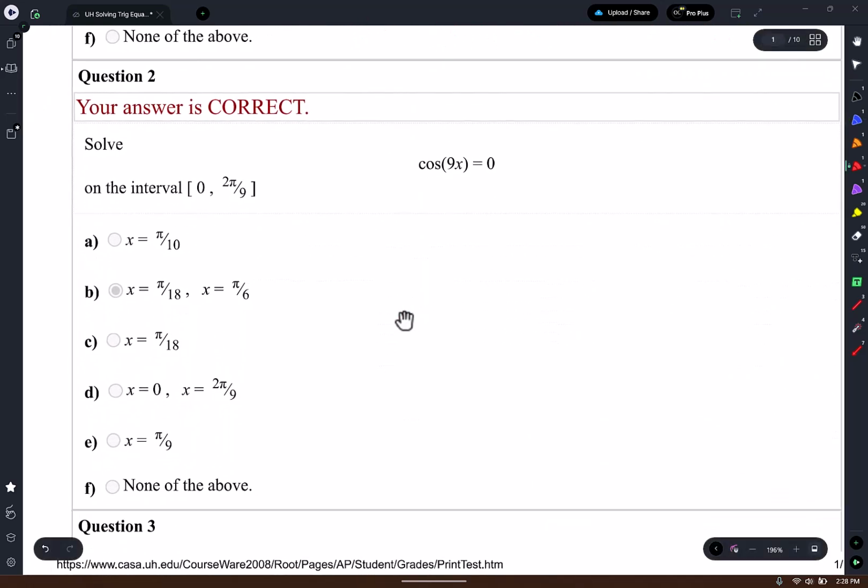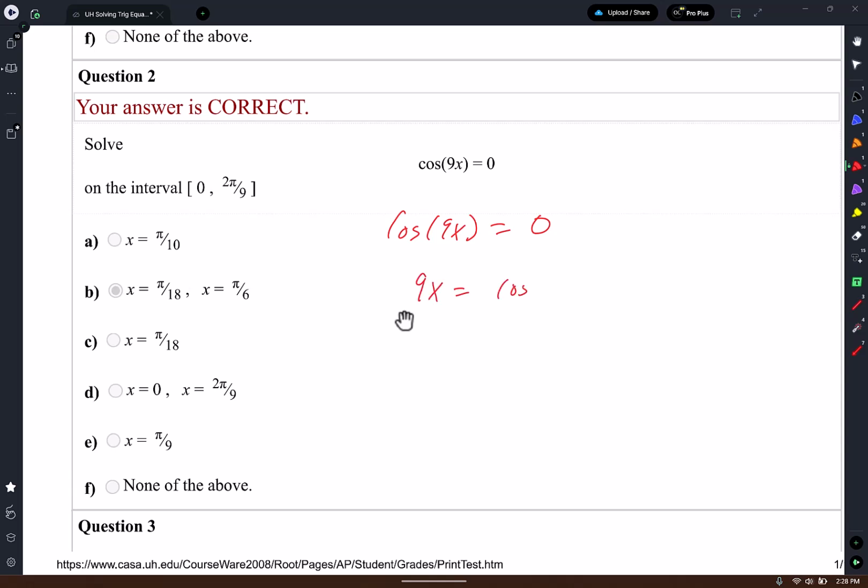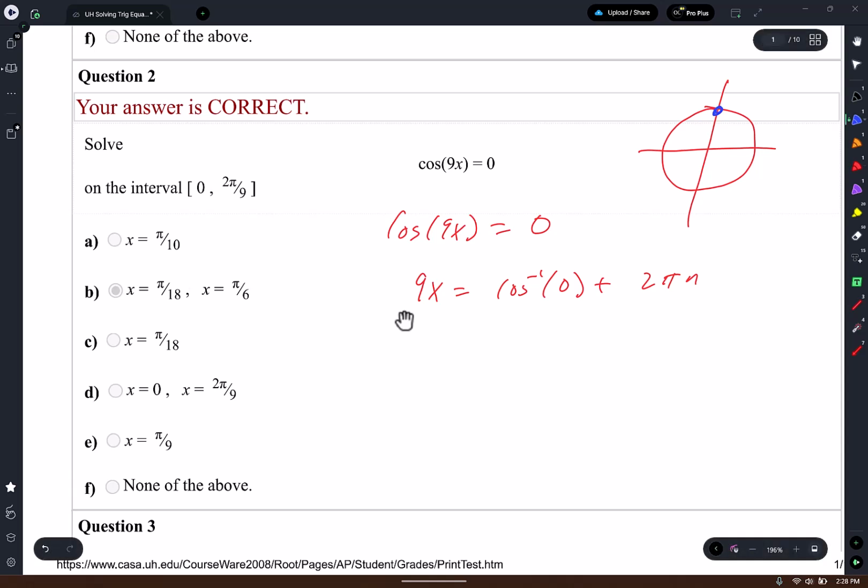Here we go, guys. Next one. I got cosine 9x equals 0. I want to get 9x by itself. So what do I do? Inverse. And then add 2 pi n, because when you add 2 pi, you're in the same location. On the unit circle, there are 2 locations where cosine is 0. Where and where? Not 0. Pi over 2, what's the other one? 3 pi over 2. So you're going to write it like this, guys.